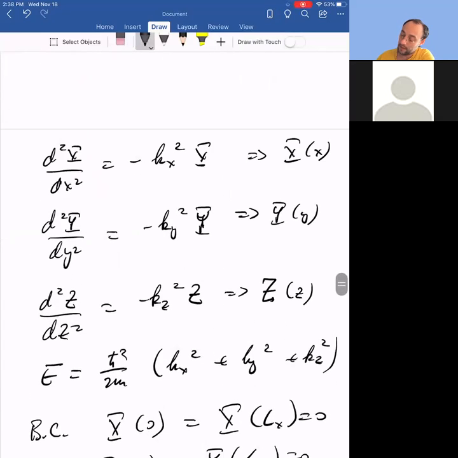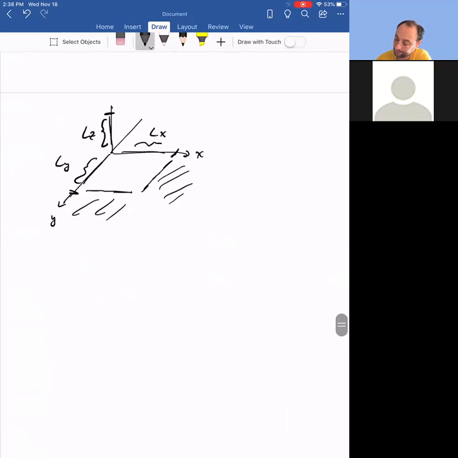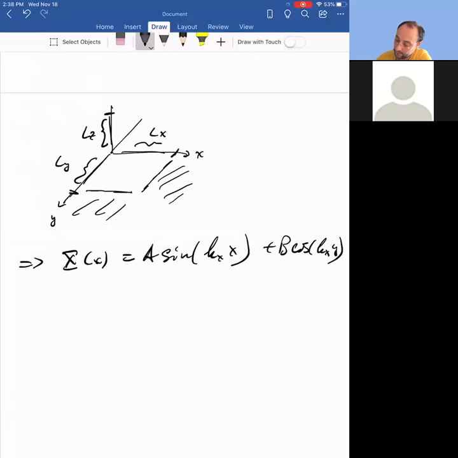Okay, so by now you're experts at solving this. You know that you're going to get sines. So you get A times sine kx x plus B times cosine kx x. Let me write it down. So for example, A sine kx x plus B cosine kx x. But by the boundary conditions, B equals 0 because X of 0 equals 0.